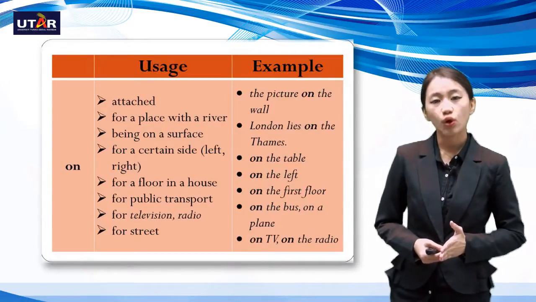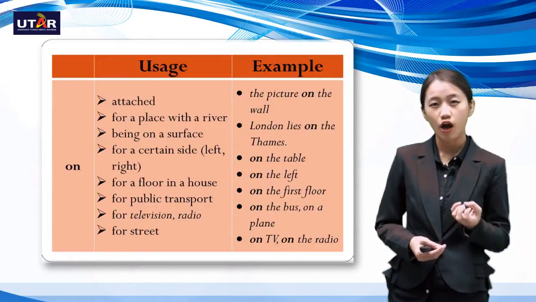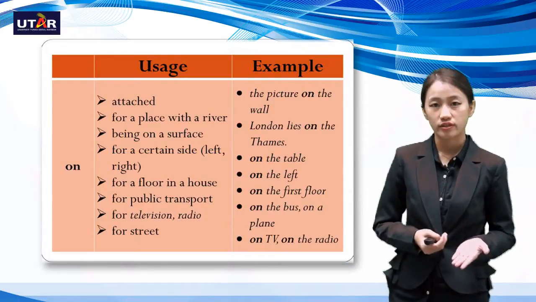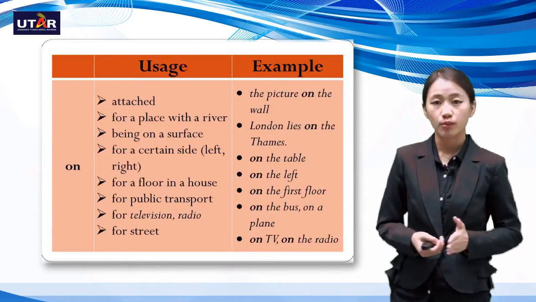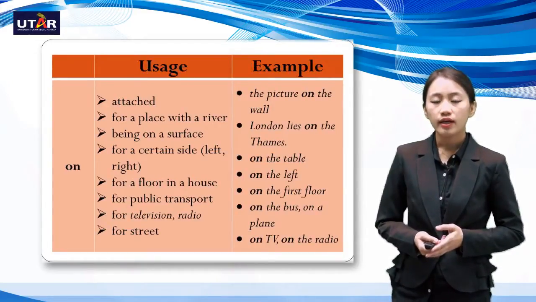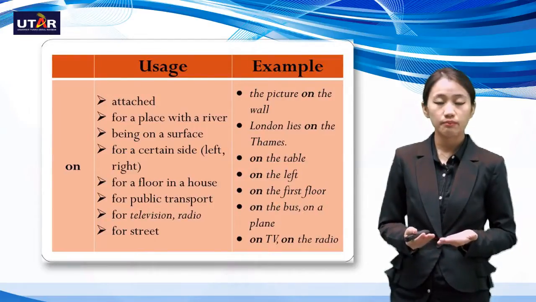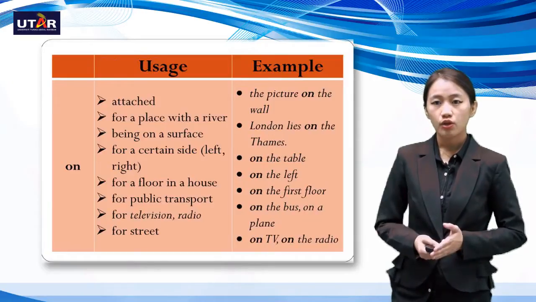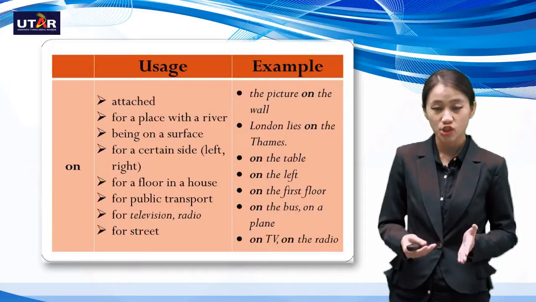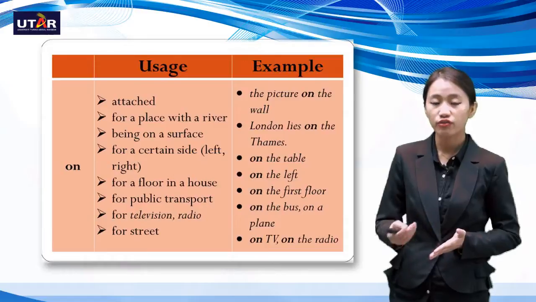Being on a surface, we also use on. So on the table. When an object is located on a surface, we will state it as on. It can be, of course, any form of surface, but most often we would say on the table. Another would be for a floor in a house, or it can basically mean in a building. So first floor, second floor, third floor. If you want to indicate your position to someone, you would say, I am on third floor, I am on second floor.